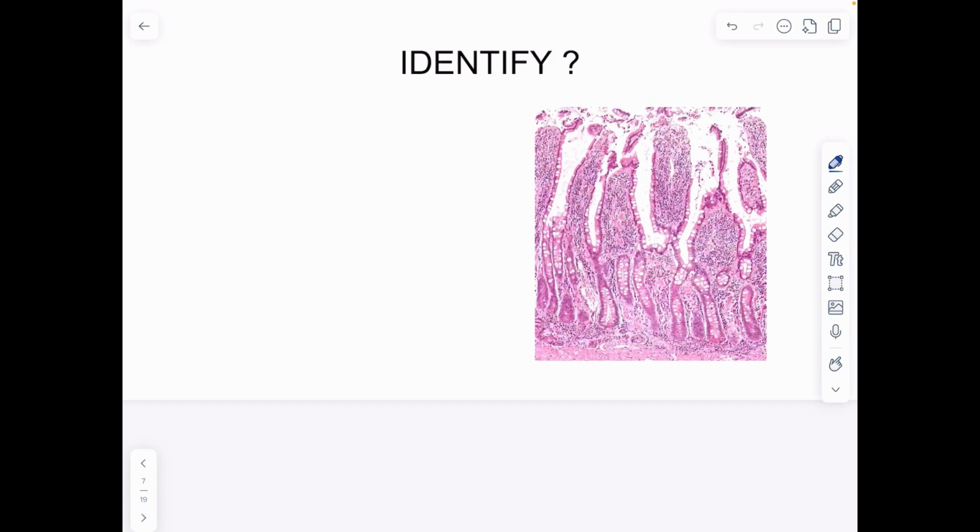The next slide that you have to identify is on the basis of the villi. As you can see, there are finger-like projections extending into the lumen which are absent in the stomach, and there is the presence of these goblet cells. So goblet cells are present in this case.